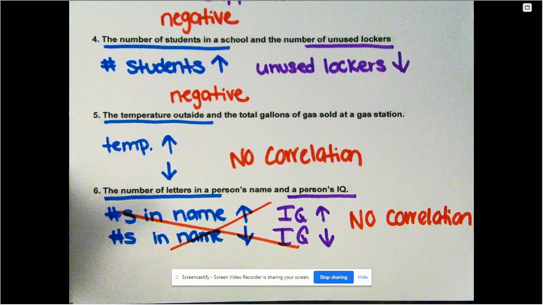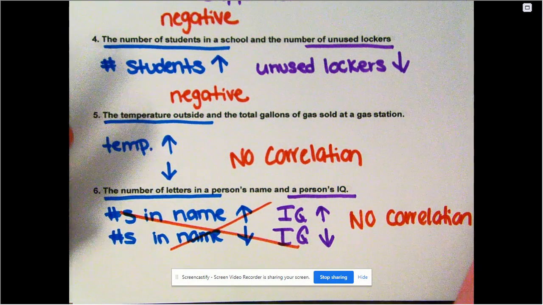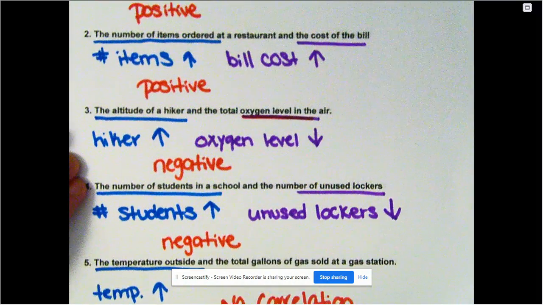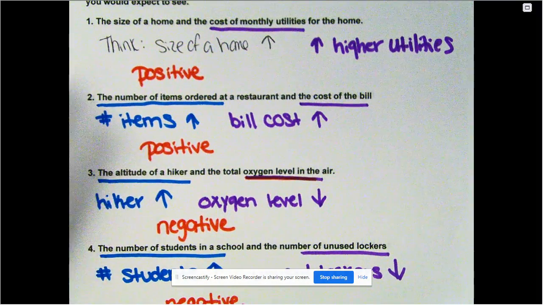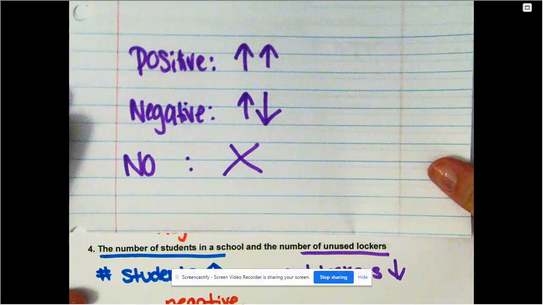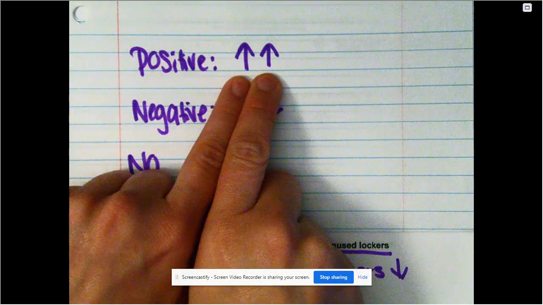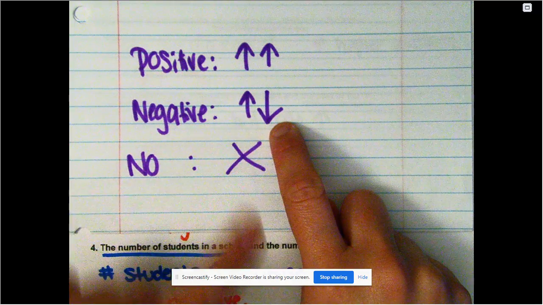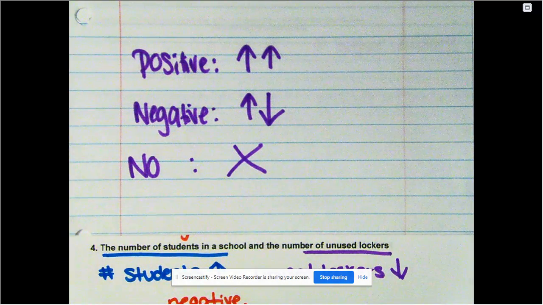So again, today we're not looking at graphs. We're just looking at a description about scatter plots. Based on the description, you need to figure out whether it's positive, negative, or no. And I always like to do that by positive: they're both increasing. Negative: one increases, the other decreases. No: there's no type of relationship or association or correlation between them.